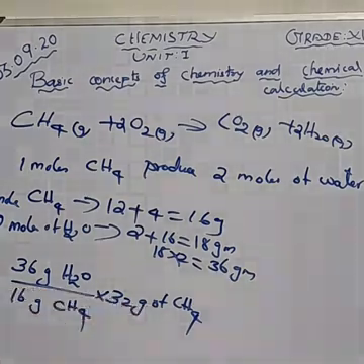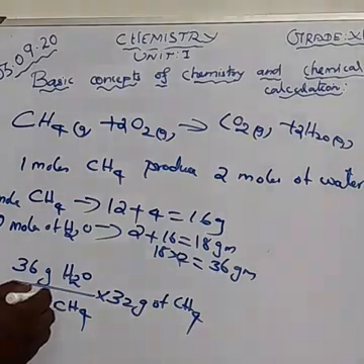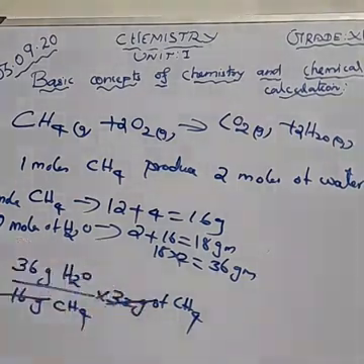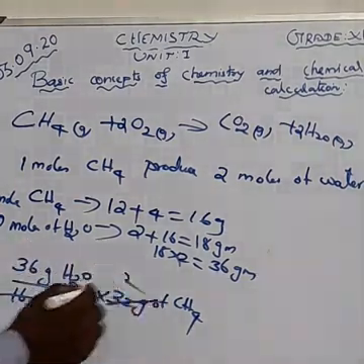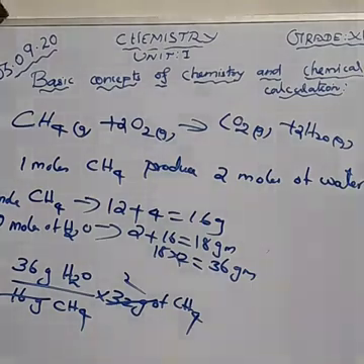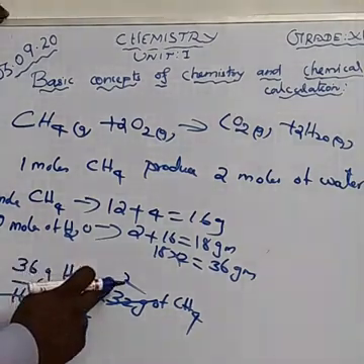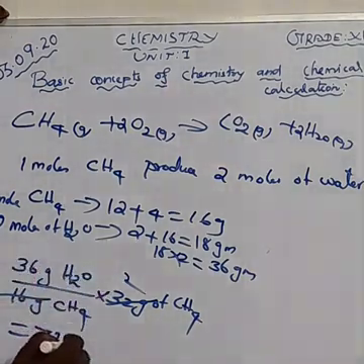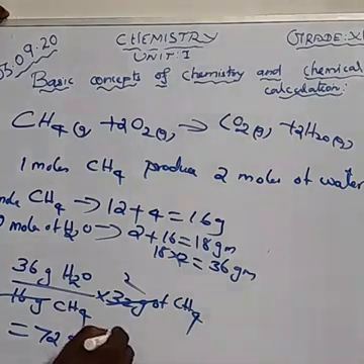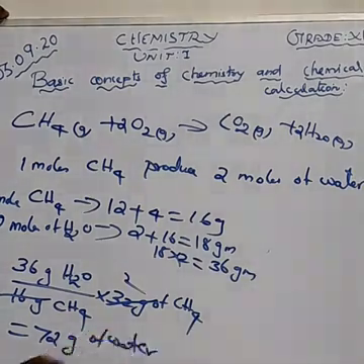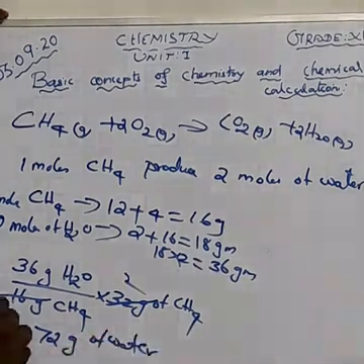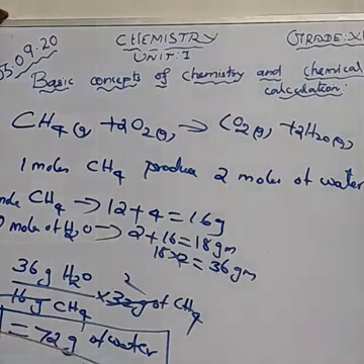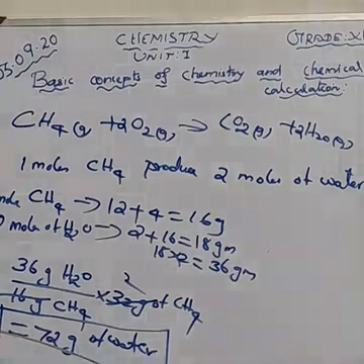Then how can you cut here? 16 gram and 32 gram can be cut, and make it 2 here. So what's the answer? 36 into 2 is equal to 72 gram. So we get 72 gram of water. Can you write the equation? Can you write the formula?